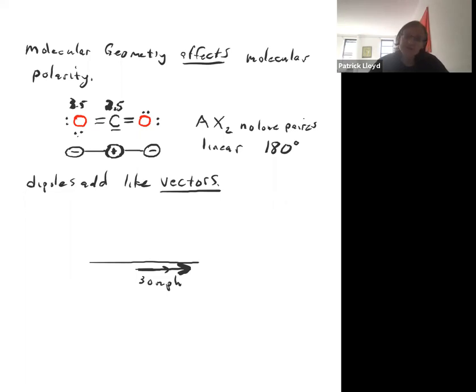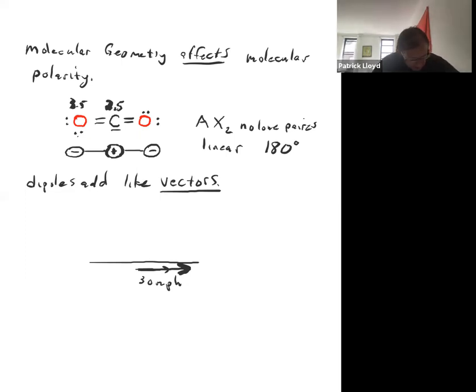A vector is the magnitude plus the direction. There's two pieces of information there, okay? Dipoles are vectors, which means that they have a magnitude, a size, but they also have a direction. And the significance of that is that when you add vectors, they add according to their magnitude, but they also add according to their direction, okay?